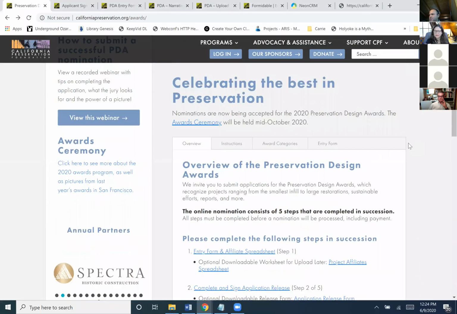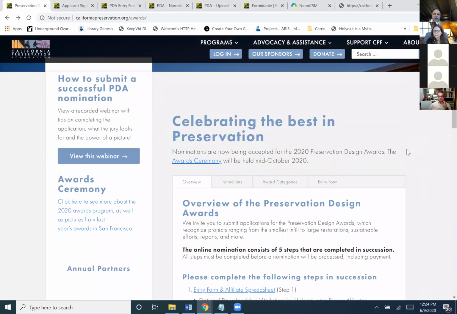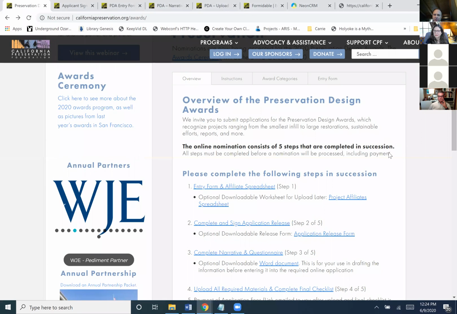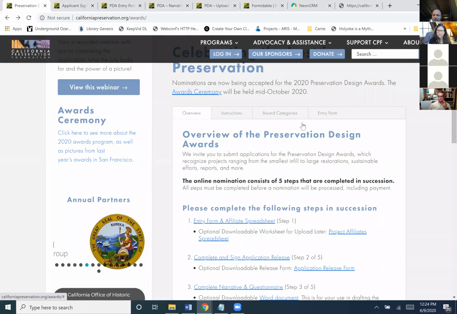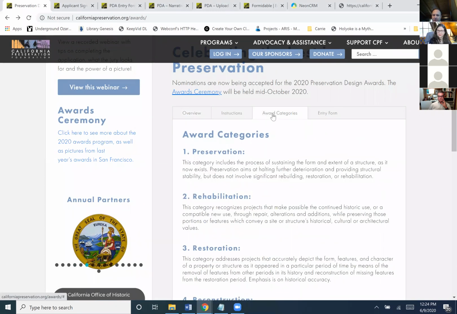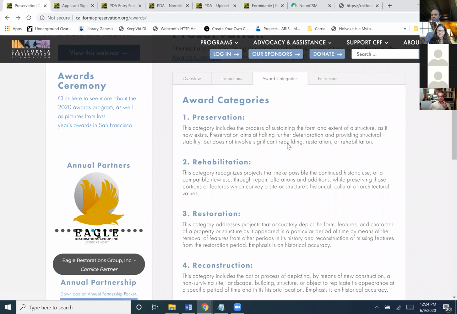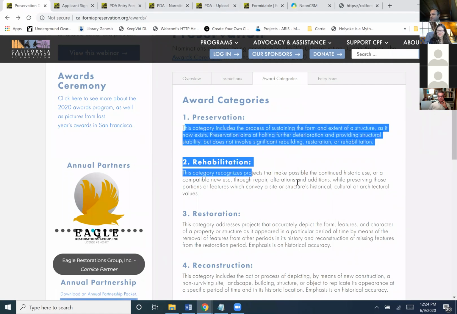But while we're waiting for those questions, I'm going to share my screen here, and I'm looking at the first page of the awards application. To get there, of course, you would go to californiapreservation.org/awards, and then you'll notice right below there is a set of 4 different tabs. The categories that Andrew reviewed are available by clicking on the award categories tab. So if you want to get more clarification on what those categories are, you can click on that.